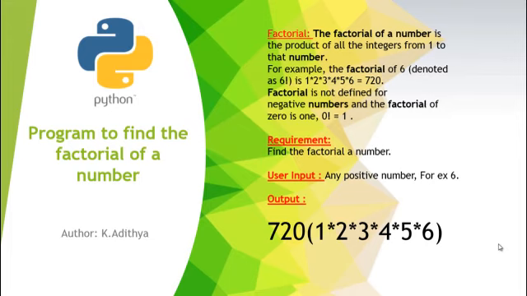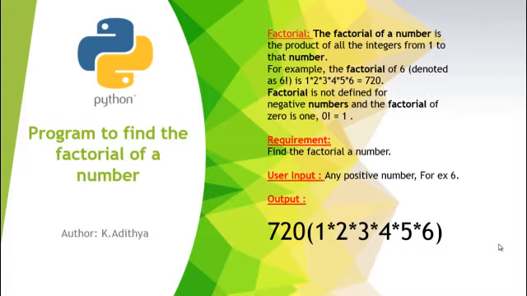Today I am going to show you how to write a program to find the factorial of a number in Python. Now first we need to know what's a factorial of a number. The factorial of a number is the product of all the integers from 1 to that number.